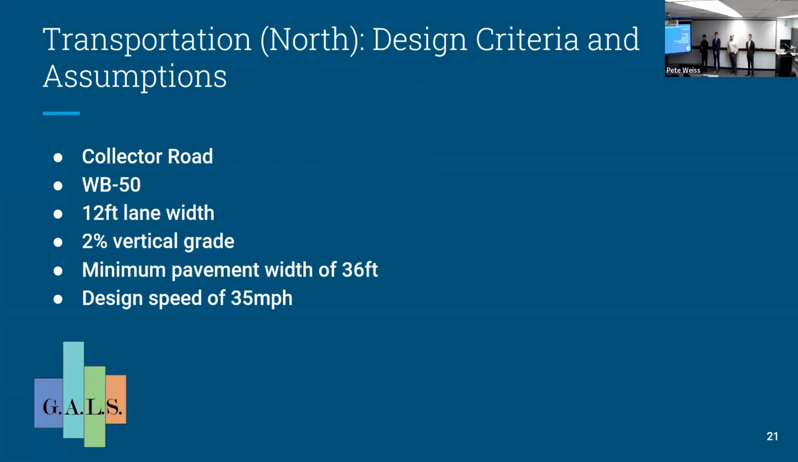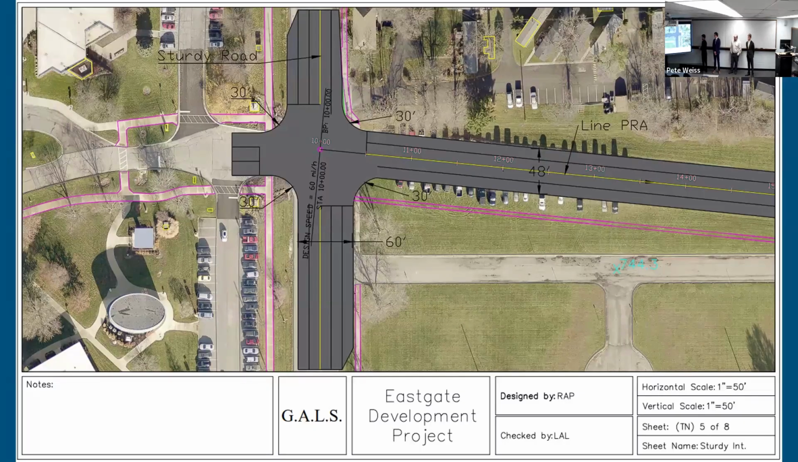Some criteria and assumptions. I assumed the road would be a collector road just because it would allow for an easier, less dense, more access to the new developments along this new road. I designed for a WB50, and I designed each lane to be 12 feet wide, with a 2% vertical grade, and from one end of the pavement to the other was required a minimum of 36 feet for a collector road, and I designed for a 35 mile per hour road. This intersection is my Sturdy Road Chapel Drive.